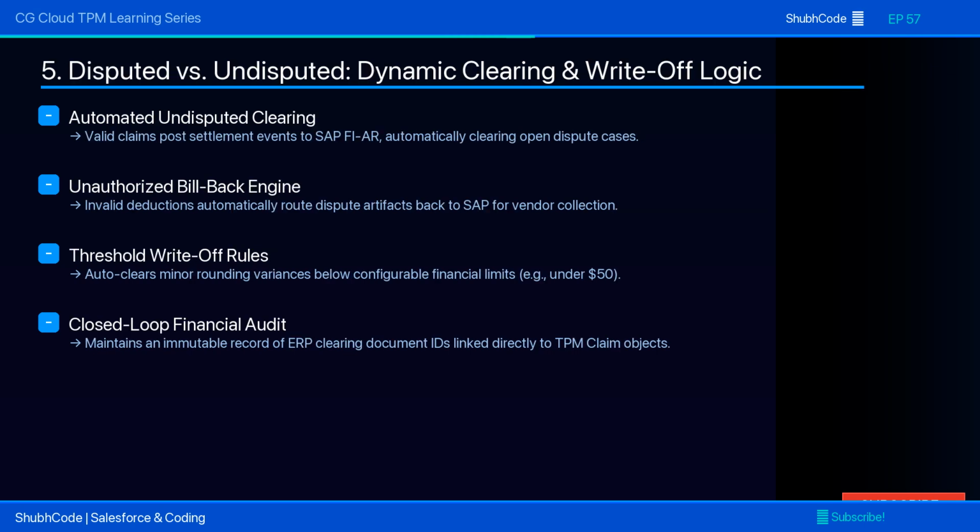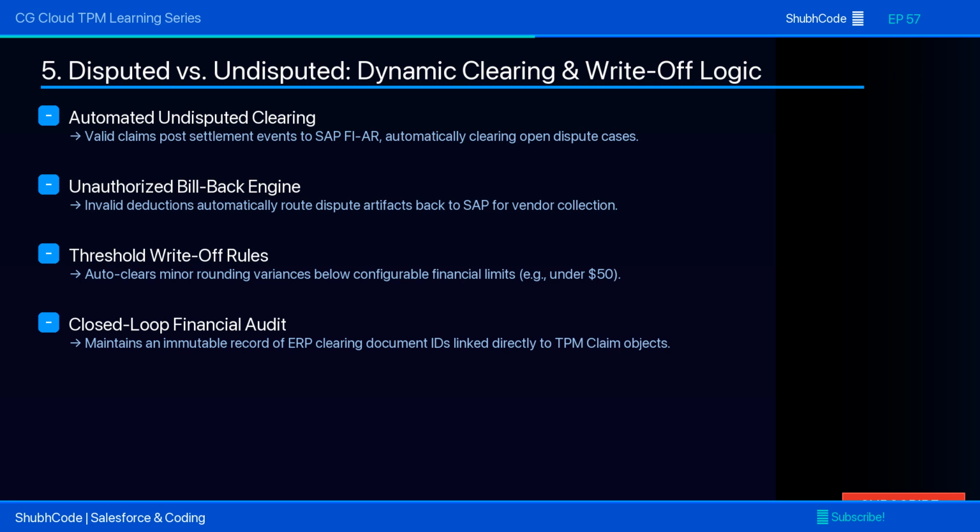Not every retailer short pay is legitimate. Let's say Target deducts $20,000 for an end cap display, but your trade contract clearly states they were only authorized for $10,000. Our deduction architecture must handle both undisputed dynamic clearing and disputed vendor write-offs.